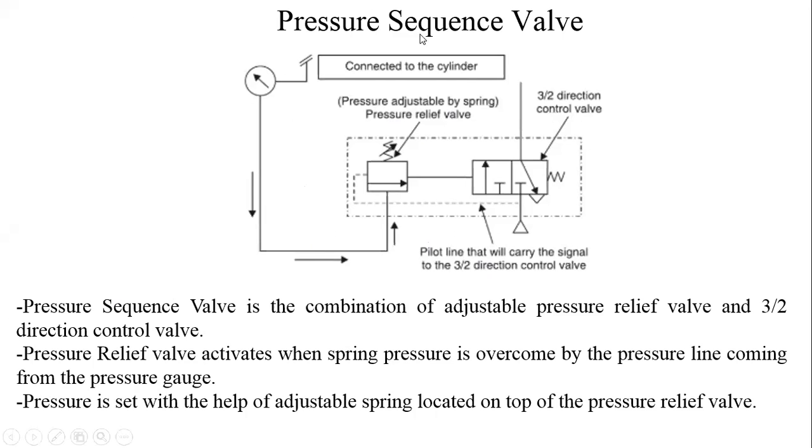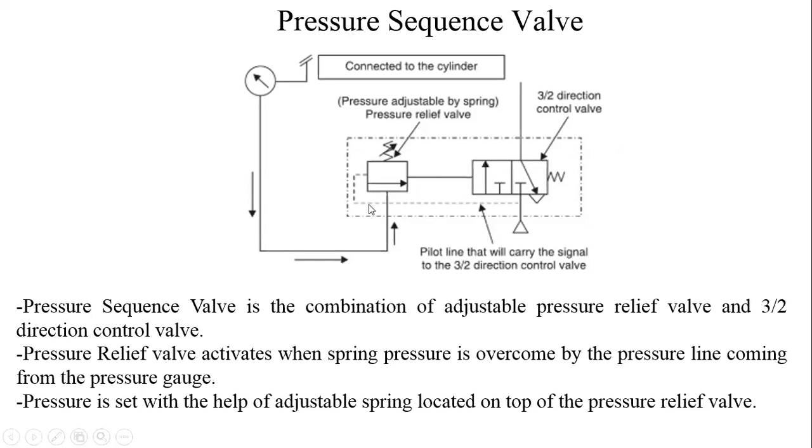The pressure sequence valve is shown inside this envelope where dotted and dash lines are shown. This entire envelope is referred to as the pressure sequence valve, not this or this. Pressure sequence valve is actually a combination of pressure relief valve and 3/2 direction control valve. That is what is called a pressure sequence valve. Right? Now let's see how it works.